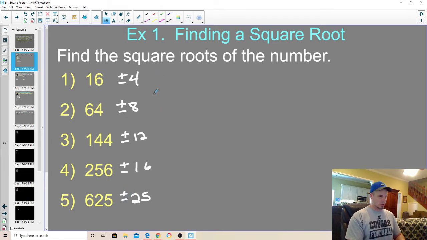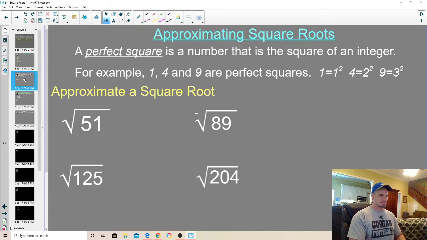So for the first part of your lesson, for each of the answers, you will have two, a positive and a negative, for the most part. Okay, let's look at the next slide.